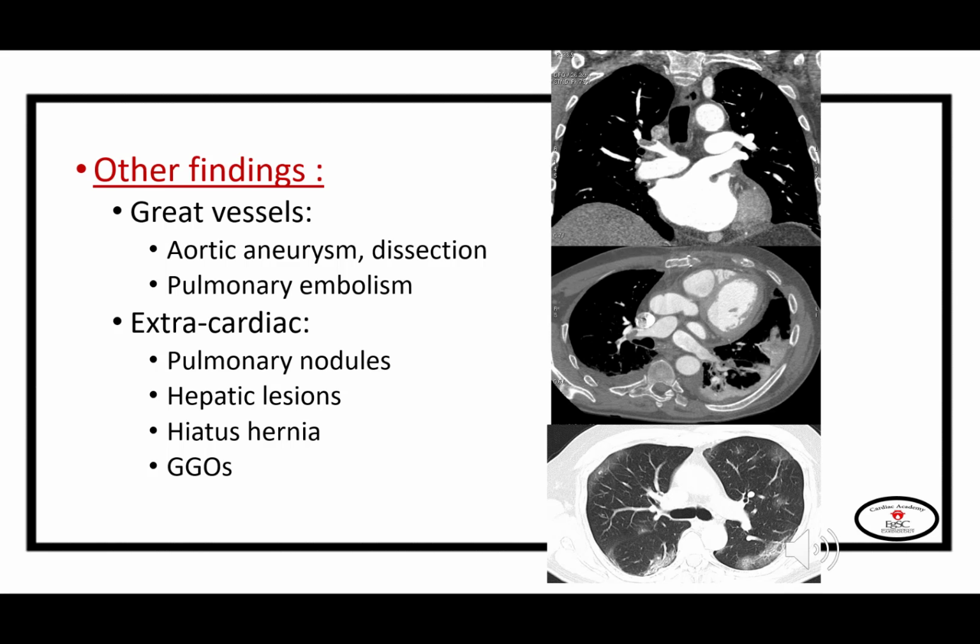We can also detect extracardiac findings like the presence of pulmonary nodules, consolidation, or pleural effusion. Even in the upper abdominal cuts, we can detect hepatic lesions. The presence of hiatus hernia is actually clinically significant because this can be the cause of the patient's symptoms. And in the era of the COVID-19 pandemic, we can detect ground glass opacities, which are one of the hallmarks of this infection.